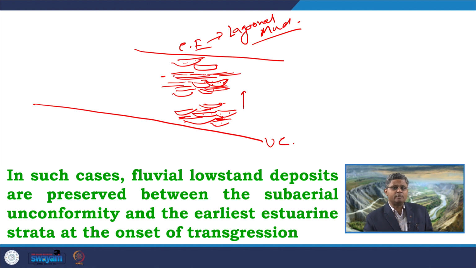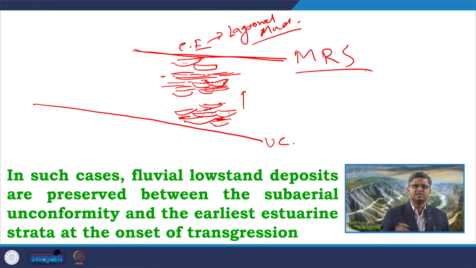Even if it is a tide dominated condition, there also we expect relatively finer grained sediments to be deposited in the central estuary part. So, this surface which demarcates this change is the maximum regressive surface, and this surface is commonly a conformable surface, but it demarcates a sharp change in the facies, where the overlying facies is relatively finer grained, represented by this kind of central estuary deposits, and the underlying part is a fluvial channel amalgamation deposit.